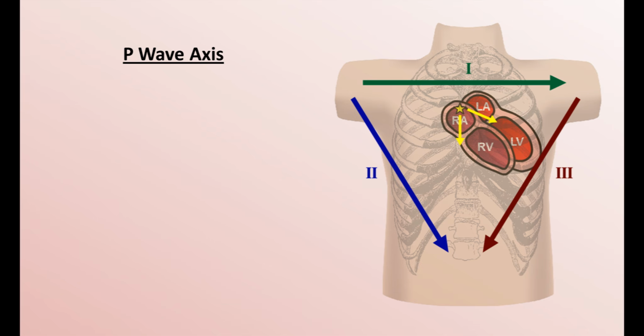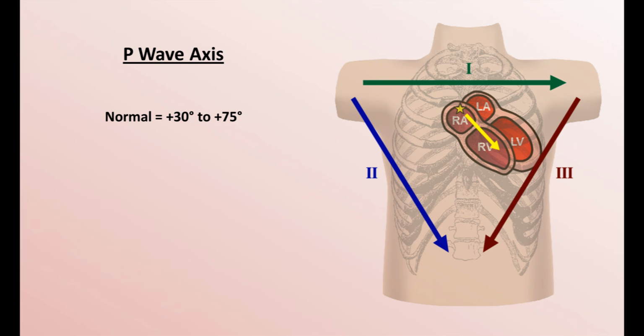The net direction of depolarization, that is the P-wave axis, is the vector sum of these two components weighted according to the relative masses of the chambers. As a consequence, the P-wave axis is normally between positive 30 and positive 75 degrees. Note that this is roughly in the same direction as lead 2. This will be relevant in a moment.